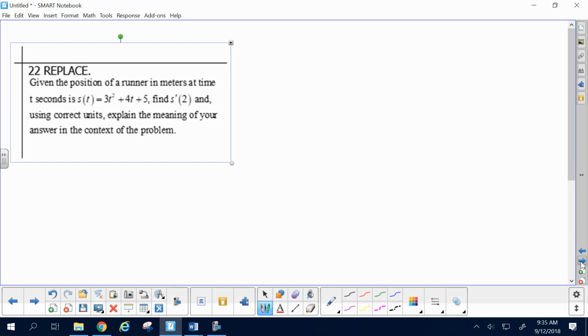And this is on me. This is kind of a big idea that I put on with the intention of talking about it. But let's go over it here. S prime at 2. Most people did the derivative correctly. 6t plus 4 at 2 is 16. The interpretation is what I'd like to talk to you about.